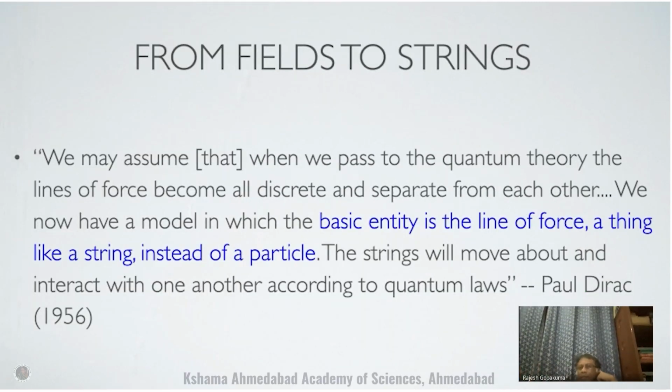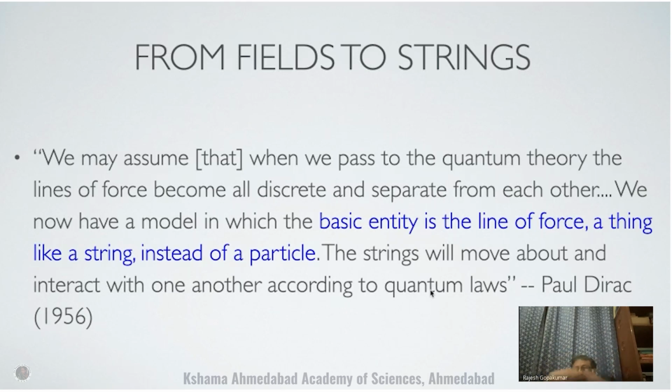So here I want to just pause and share a quotation of Paul Dirac, one of the famous physicists of the 20th century. In 1956 itself, he was trying to study electromagnetism, and he was trying to make the picture of Faraday more precise. He was saying that maybe you should revisit the Faraday picture in the quantum theory, and there these lines of flux become very discrete and separate, and he was trying to formulate everything in terms of a basic entity, which is the line of force. And that object is like a string instead of a particle. And then he was saying these strings will move about and interact with one another according to quantum laws.